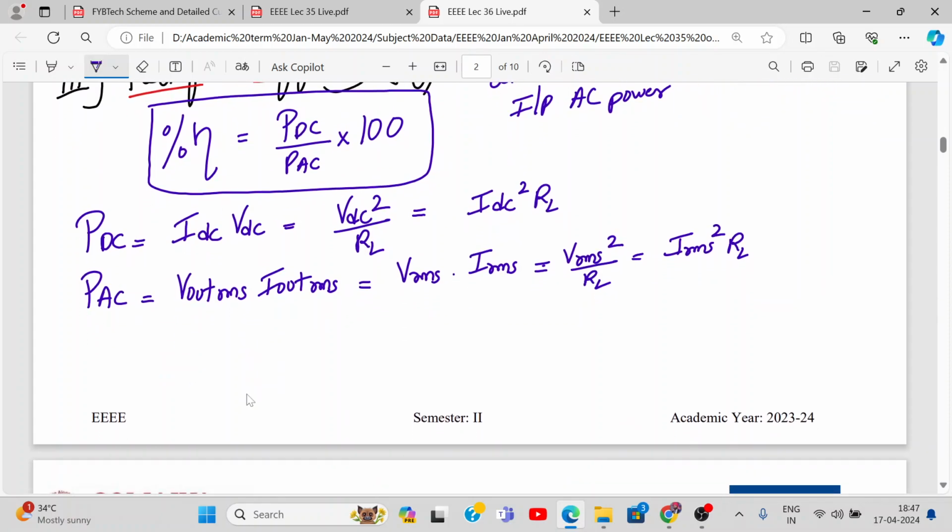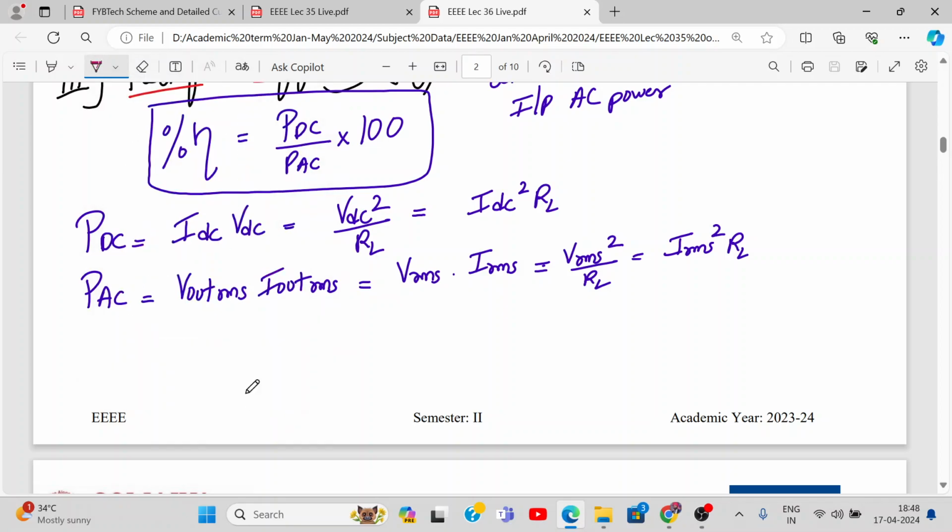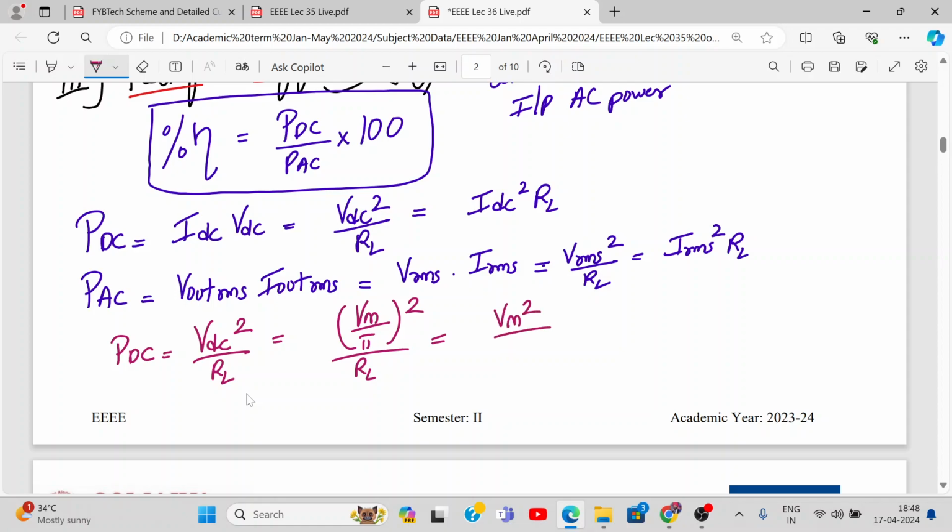Fine. Now we have to calculate PDC. So how much is PDC? Let us individually calculate. Let's use this formula, VDC square upon RL. How much is VDC? We have found out Vm by pi, right? Square divided by RL. So how much is this now? Vm square upon pi square RL. Let's call this equation number 1.1.